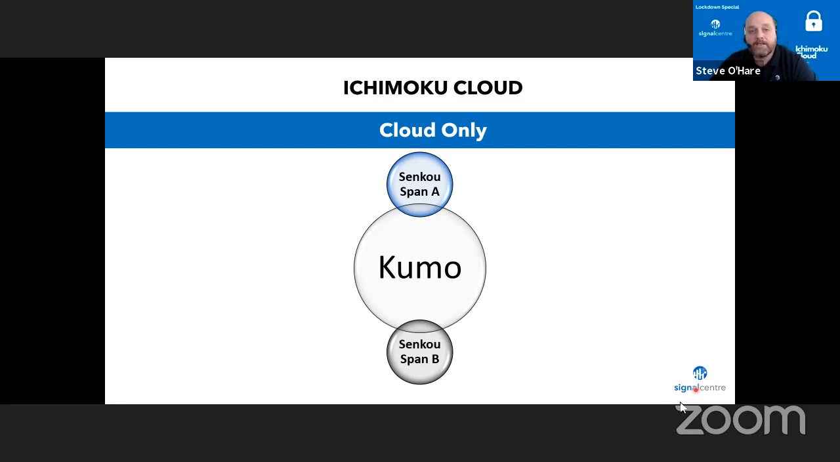So when these lines are projected forward, they will be at different levels, and they will basically form the cloud. When there's a difference in that, if we're in an uptrend, normally that would project forward a green cloud. If we are in a downtrend, that would project forward a red cloud. So that offers future support and resistance, which is pretty key.